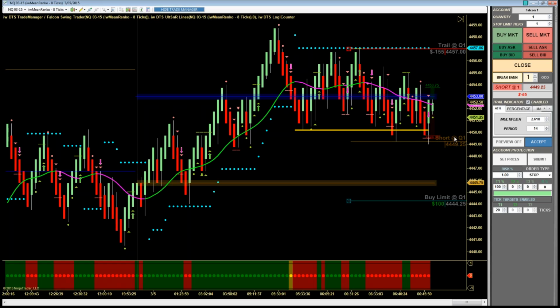Lots of support down here around this 44.50 area. Every time they hit it, they bounce up a bit. Hit 44.50, bounce up. 44.50, bounce up. So this is kind of really the last chance for the sellers.